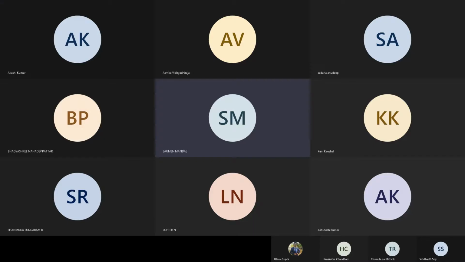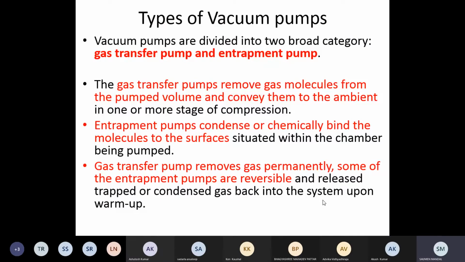The thermal evaporator unit. There you will actually know what is happening. This gas transfer pump removes gas molecules from the pump volume and conveys them to the ambient. This is very simple. What is the gas transfer pump doing? It's just taking away the molecules, mostly the nitrogen and oxygen, from the chamber and converting them to the ambient.